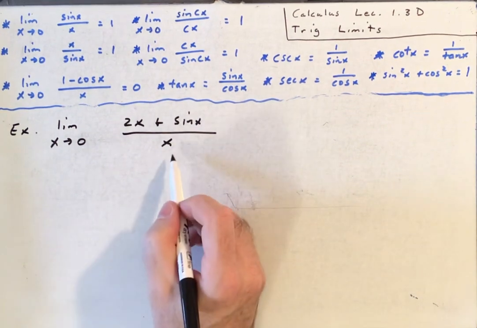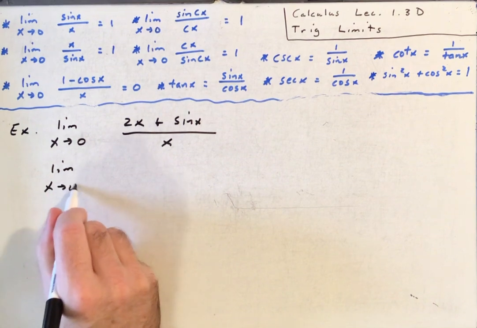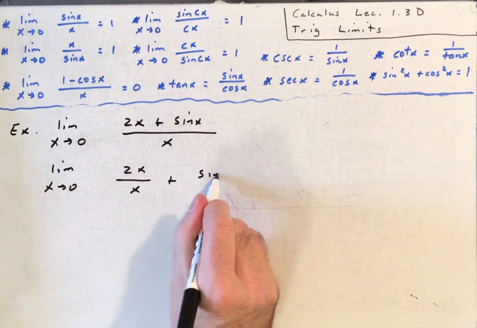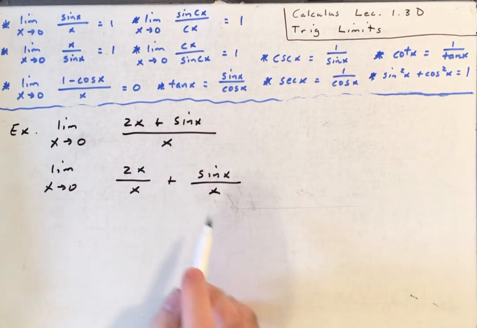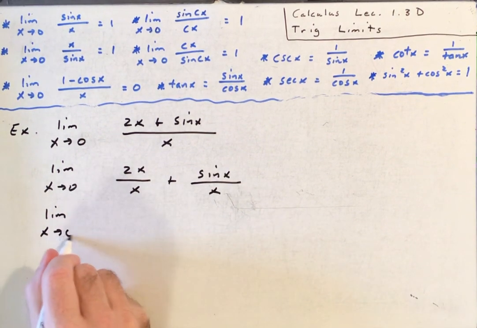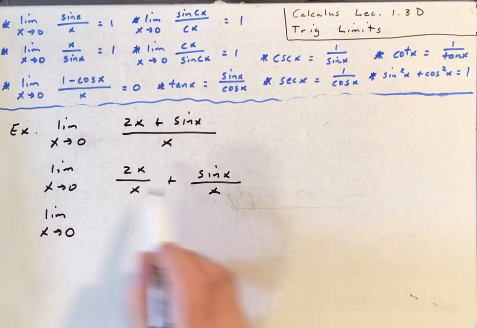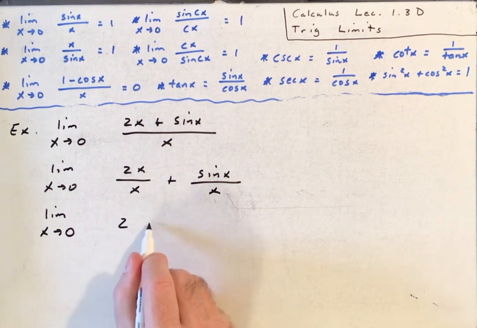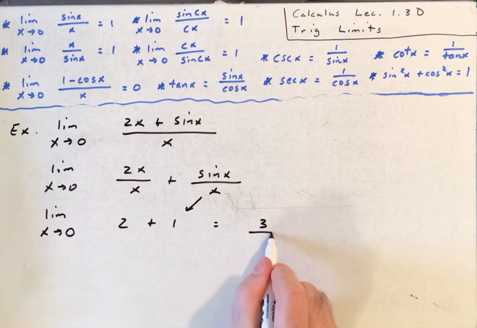Now we just have a single denominator here, so this is really easy to break up. You can call this 2x over x plus sine x over x. It's the exact same thing as this. We just split the fraction apart. Well, we know the limit as x approaches 0 of sine x over x is 1. 2x over x is just 2. So that's 2 plus 1, right? That's just 1. And that is 3.